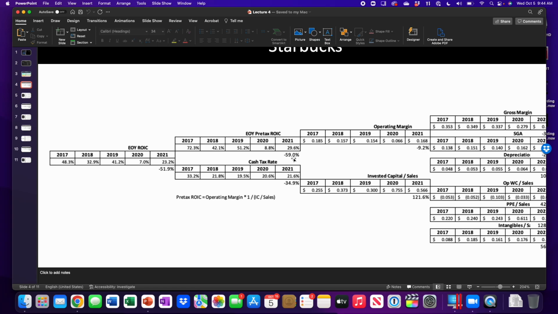Pre-tax, drivers 2 and 3. The first one is the operating margin. That's EBIT, or operating profit, divided by sales. The second one is what we're going to call productivity or efficiency, right? Or sorry, third one. Second one is operating margin. Third one is invested capital to sales. That is basically how much we're spending to generate $1 of sales, right?